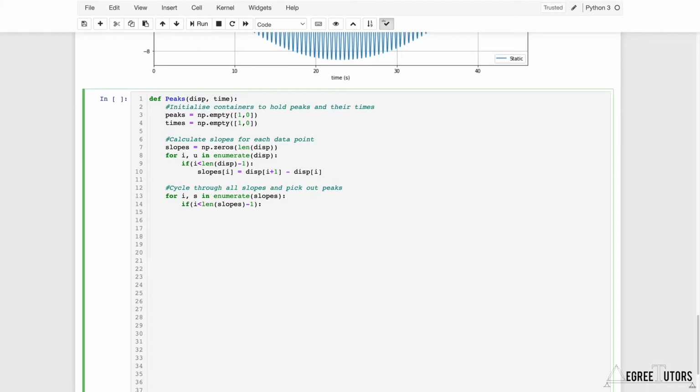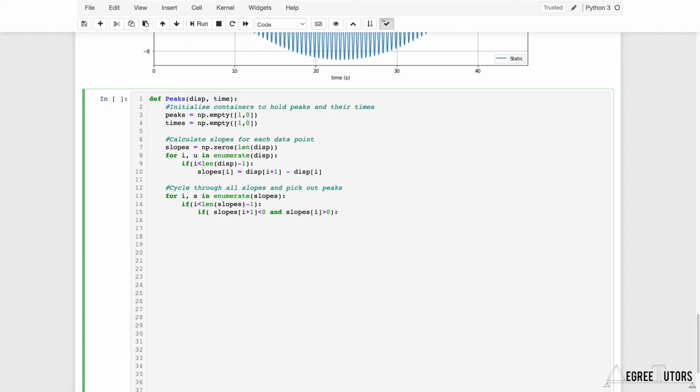And so I'm going to save out the current peak and the time, right? So let me just write the condition first. So I'll say if slopes I plus 1, so if the next one happens to be negative and the current one, so that's going to be slopes I, happens to be positive.